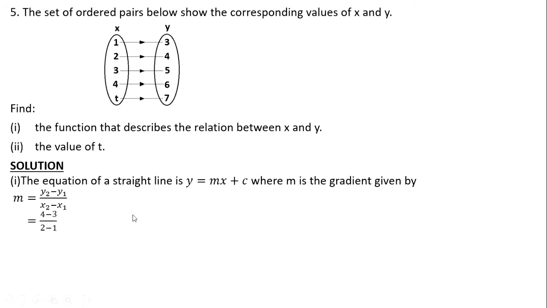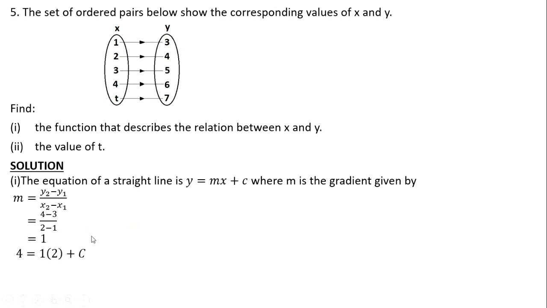So we'll start. The equation of a straight line is y equal to mx plus c, where m is the gradient given by m equal to y2 minus y1 divided by x2 minus x1. We'll replace. 4 minus 3 will give us 1. 2 minus 1 will give us 1. Our gradient is 1.